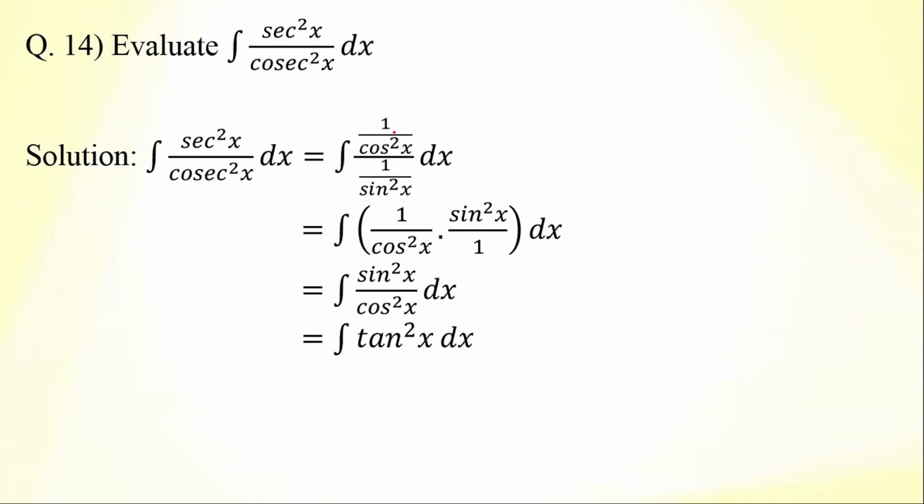Is tan square x the derivative of some function? No. So you cannot integrate it directly. Convert it into sec square x minus 1. The identity is sec square theta is equal to 1 plus tan square theta. Use that identity to convert tan square x into sec square x minus 1. So sec square x has integral tan x, and 1 has integral x, plus constant of integration.